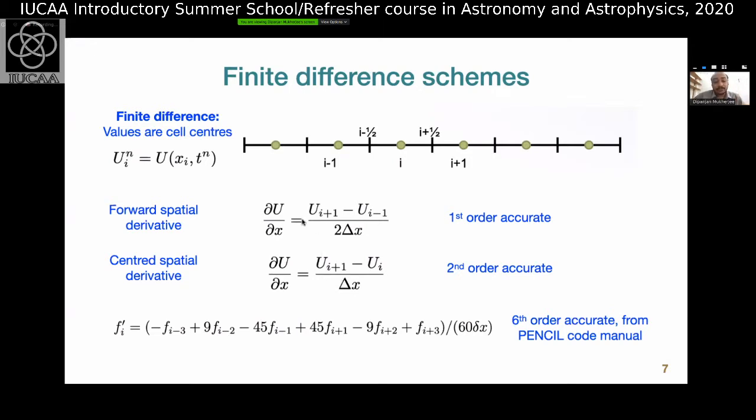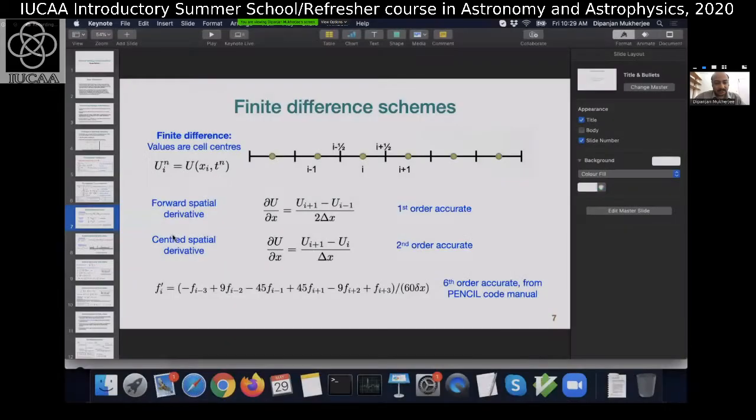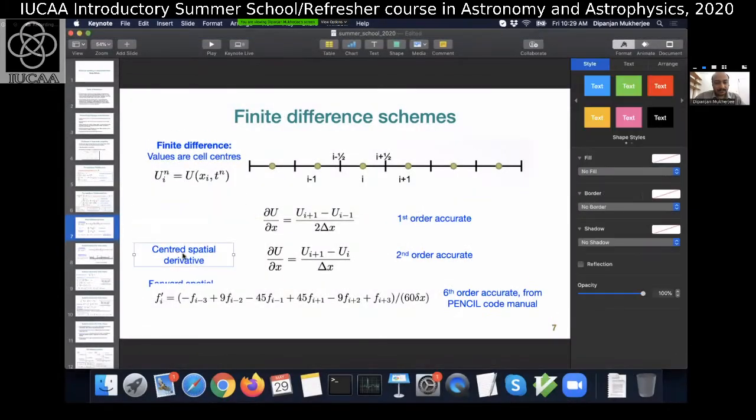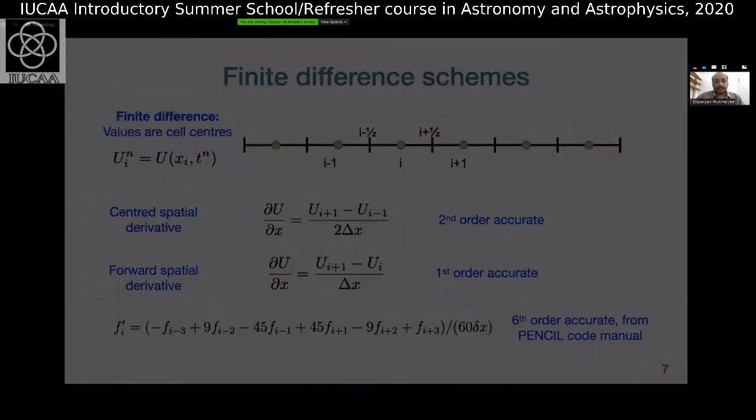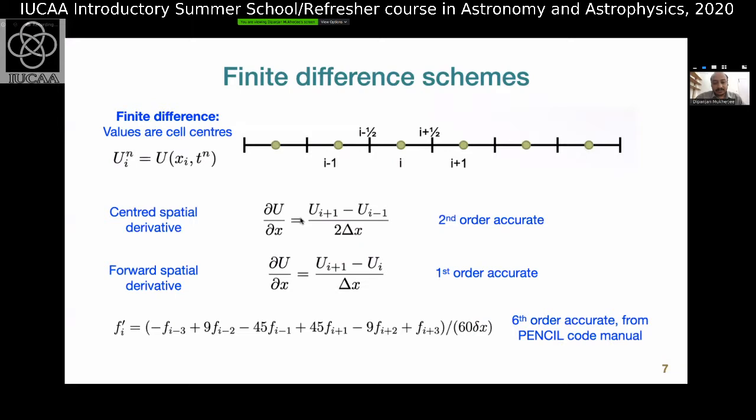So for example, you can have several discretizing schemes. This is the centered spatial derivative. Let me change it here itself. Yeah. So this is a centered spatial derivative, which is second order accurate. This is a first order accurate.